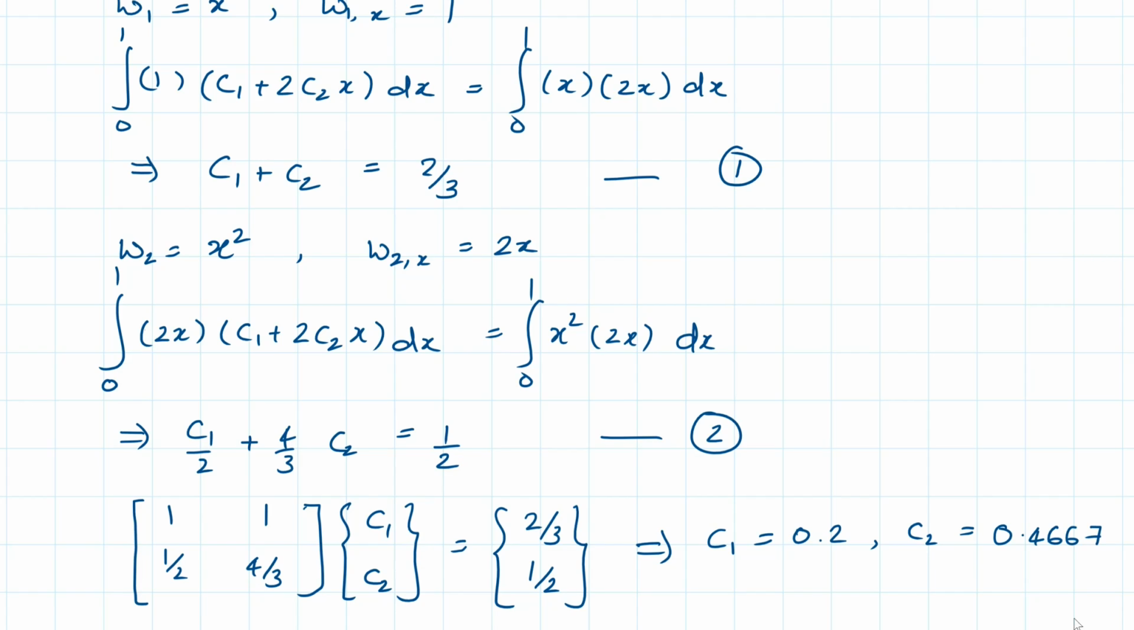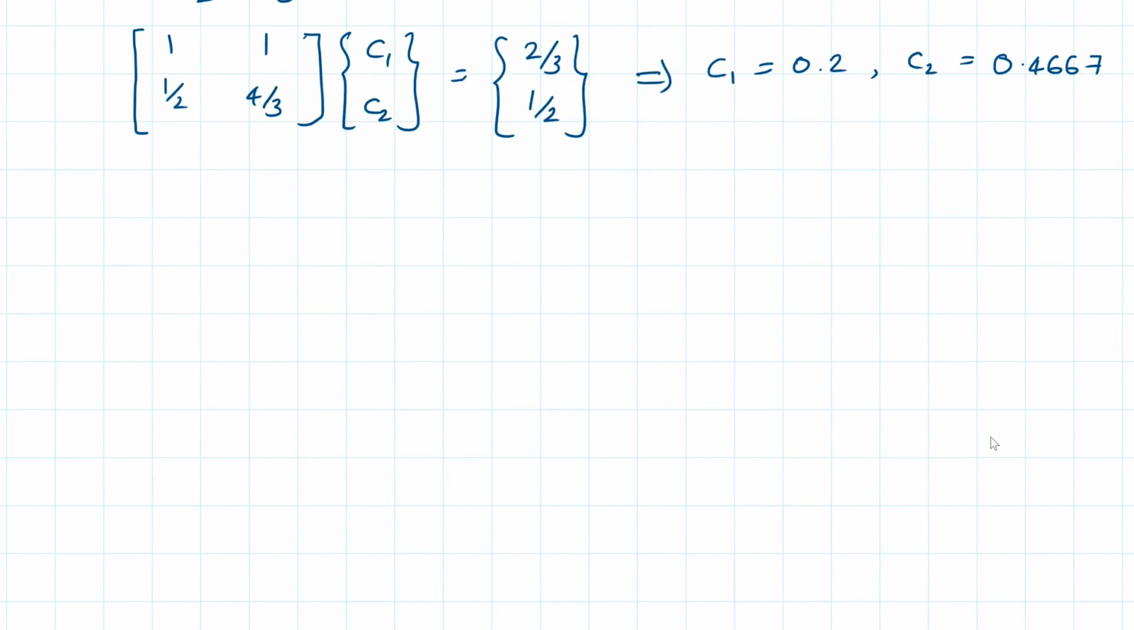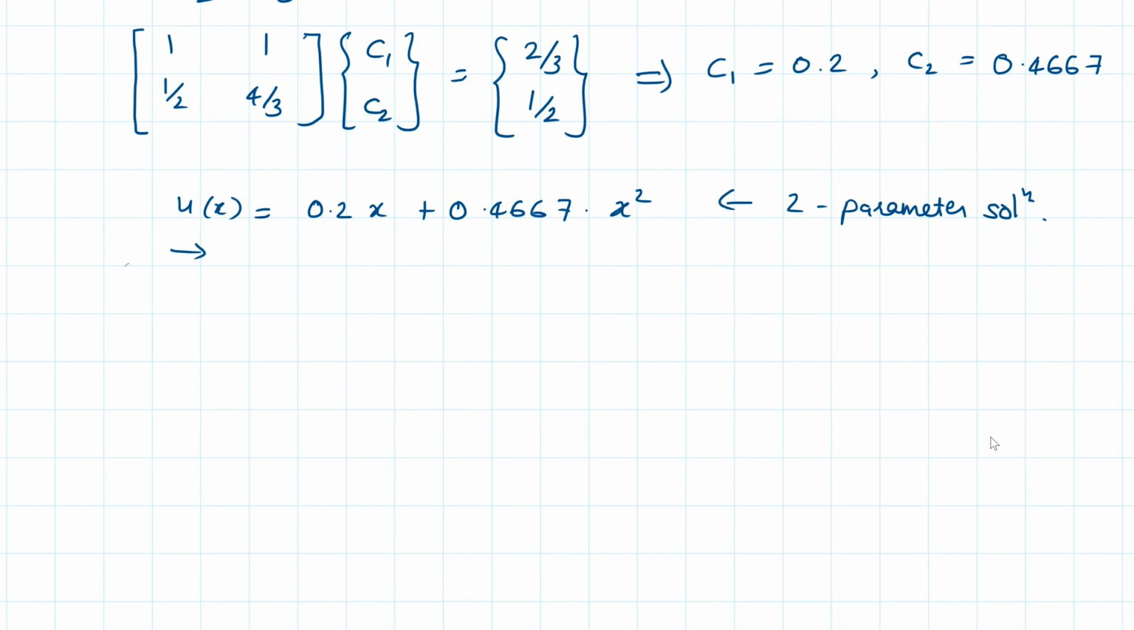Okay, so then we can write our two parameter solution. u of x is equal to 0.2 times x plus 0.4667 times x square. This is our two parameter solution. At this point, we can see that it still doesn't represent the exact solution. Okay, so in order to get an approximate solution that is close to an exact solution, we will need to use more than two parameters.